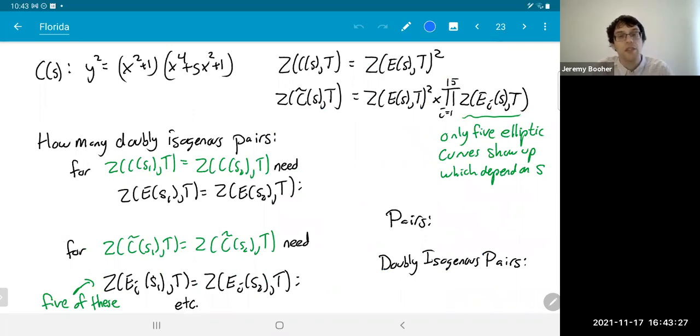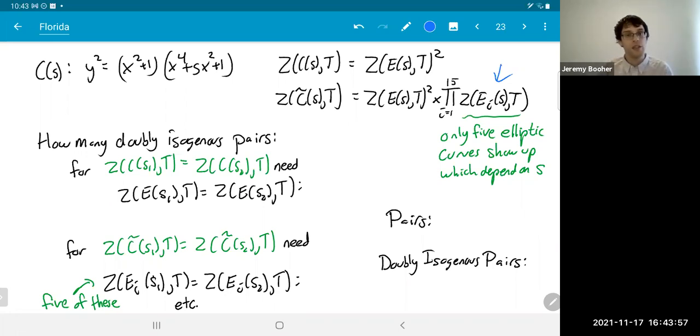So let's think about this. We have these zeta functions. It turns out it's a little more complicated than I let on. The zeta function for the cover is made up out of all of these zeta functions of elliptic curves, but there are actually only 5 elliptic curves which show up there, which both depend on the parameter S and are actually there. So some elliptic curves show up multiple times, and some of them don't depend on the parameter, so they're the same everywhere in the family.